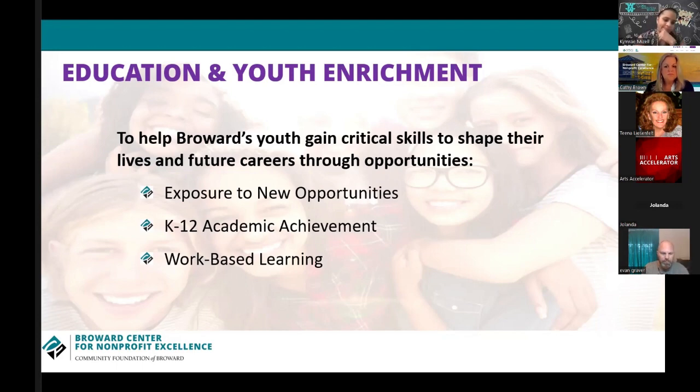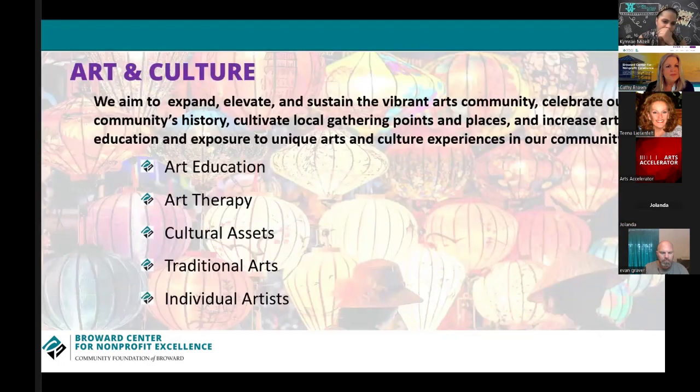So that is what education and youth enrichment is all about. Like I said, exposure to new opportunities is the most popular category. For K through 12, we're looking for more opportunities in that area. Any questions, or should I move on to art and culture? Let's go ahead. We'll go through all of these and then we'll open up to questions.